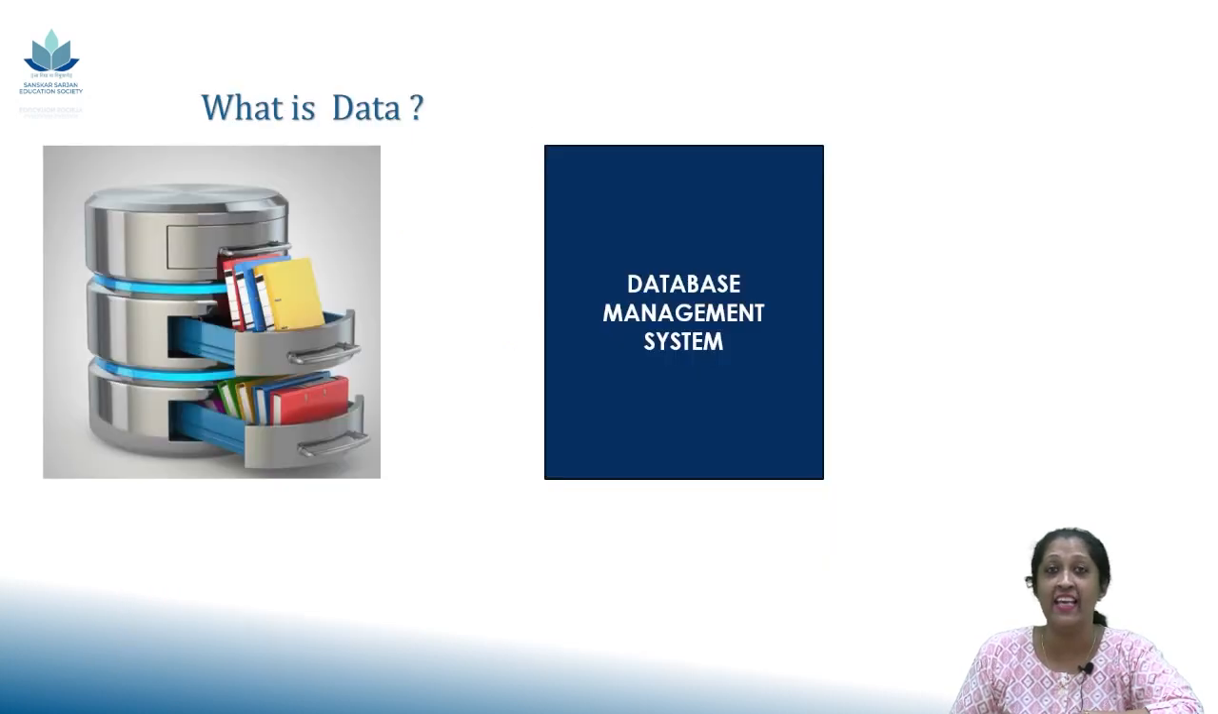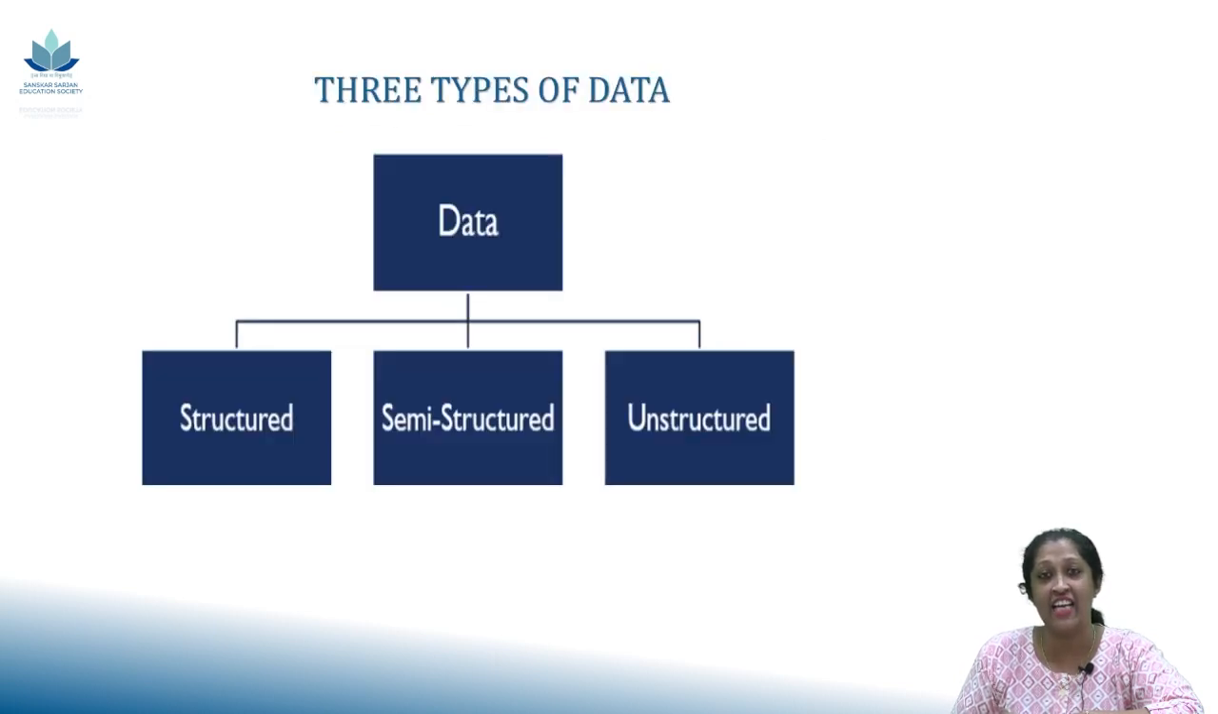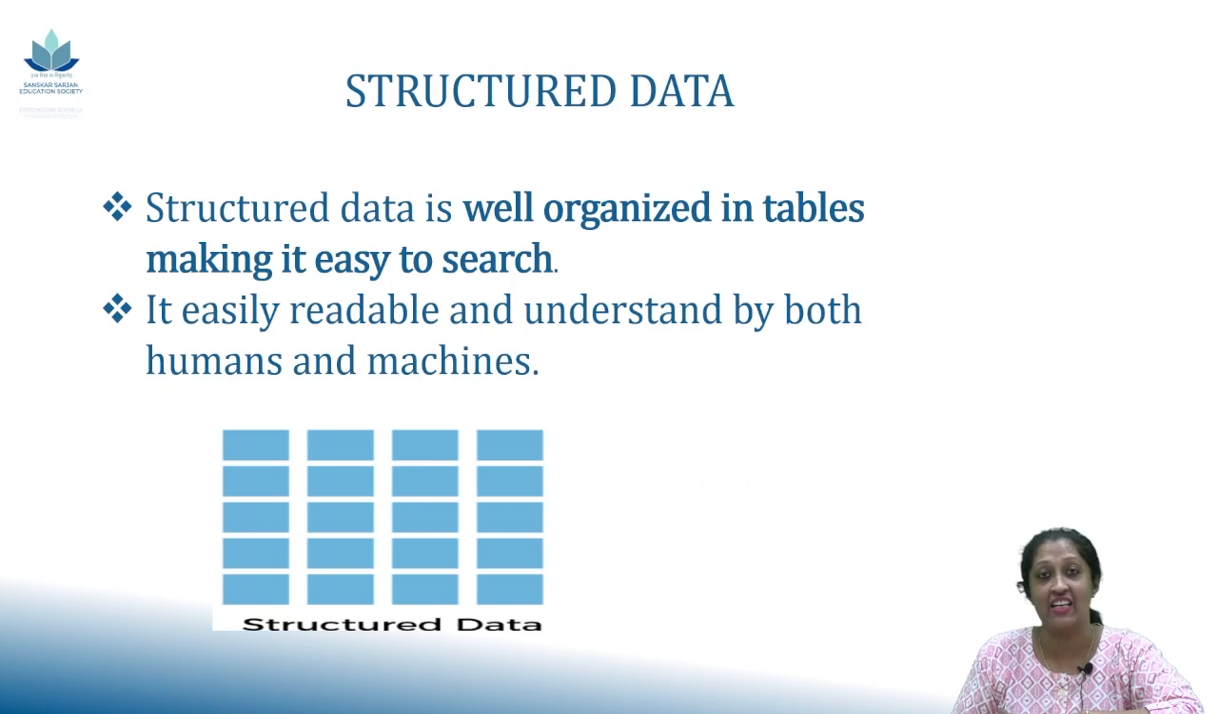Now, data is stored in a database, and a database management system manages the data, that is, it stores and updates the data and retrieves the data from the database as per users' requirements. So, there are three types of data: structured, unstructured and semi-structured data. Let us see what is structured data.